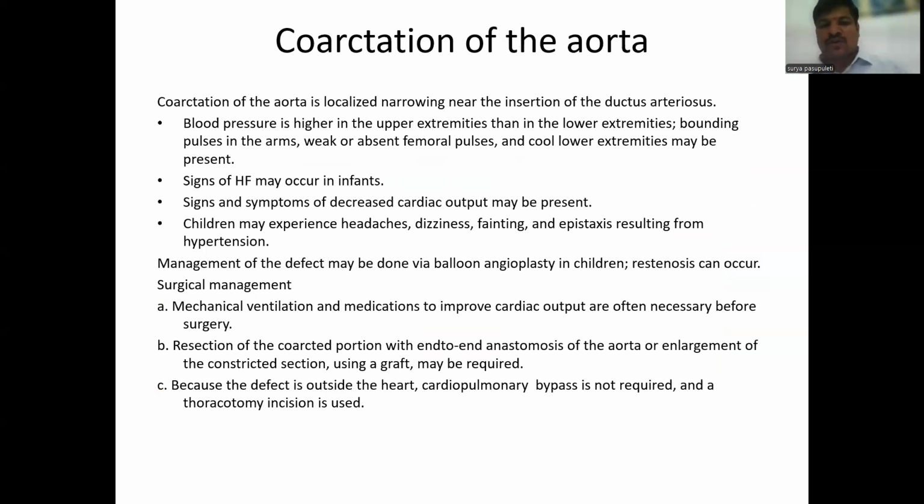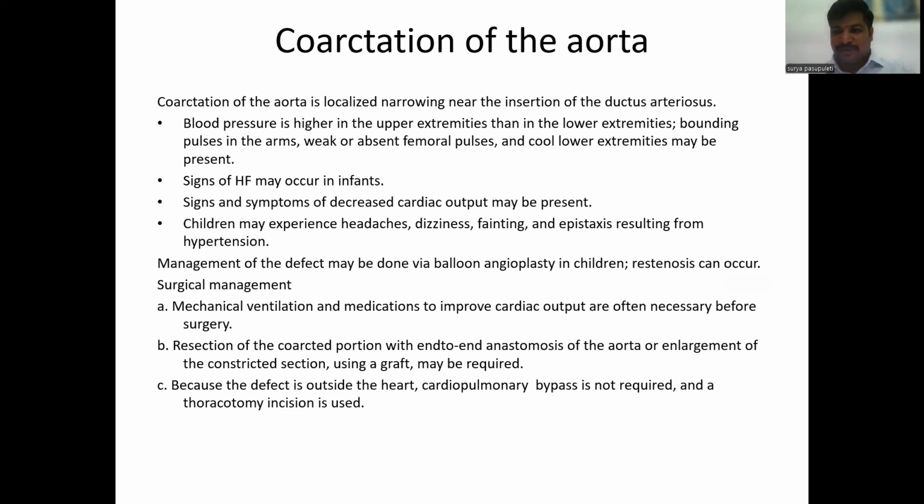So, coarctation of aorta: the blood pressure is higher in the upper extremities rather than the lower extremities. This is a NCLEX question. It's very important. The congenital defect which is manifested with high blood pressure in the upper extremities and low pressure in the lower extremities, bounding pulse in the arms and weak femoral pulses, is coarctation of aorta. And the management will be done via balloon angioplasty.